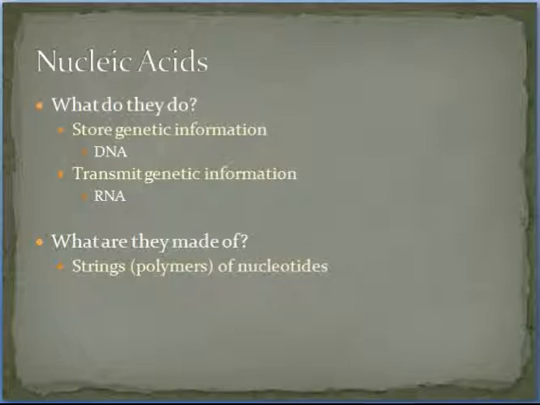Next, we have nucleic acids. First, what do they do? Well, one thing they can do is store genetic information, like DNA does. They can also transmit genetic information, like RNA. Next, what are they made of? They are made of strings of, remember, polymers. That's what we call it, polymers of nucleotides. So nucleic acids are made of nucleotides.